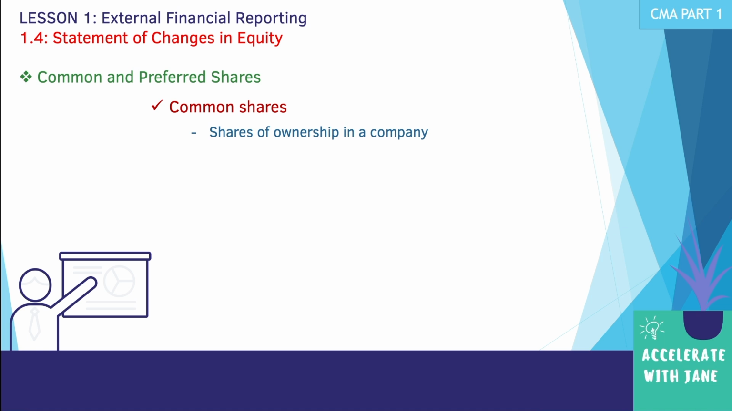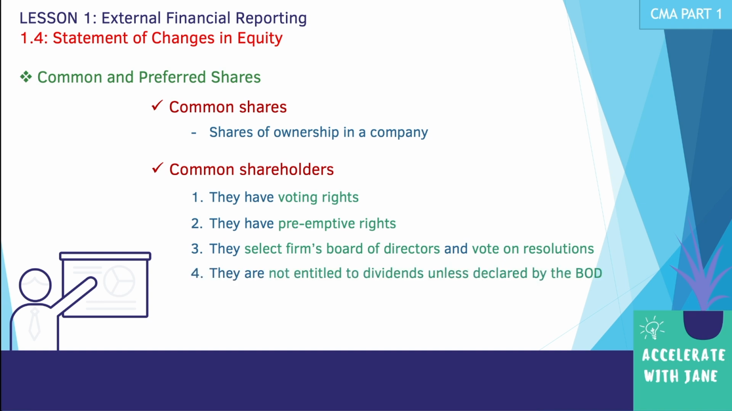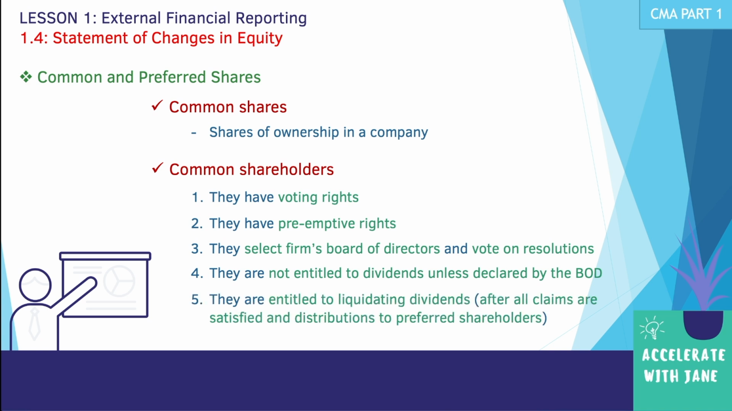Basically, common shares pertain to the shares of ownership in a company. So if you are a holder of shares of a company, then you have ownership in that particular company and you are called a shareholder. So what do you mean by common shareholders? Here are the characteristics. First, they have voting rights. Second, they have preemptive rights. Third, they select the firm's board of directors and vote on resolutions. Fourth, they are not entitled to dividends unless declared by the board of directors. And fifth, they are entitled to liquidating dividends after all claims are satisfied in distributions to the preferred shareholders.